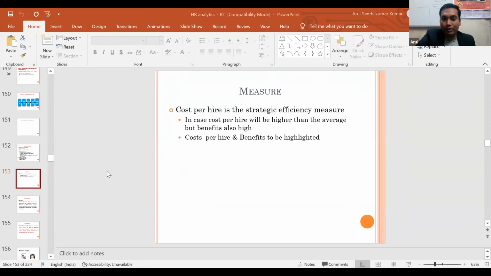Any other point? Does anyone want to add further points? Good point, ma'am. Thank you so much. Does anyone want to add any perspective on HR metrics? Any small example on that? No issues. Good.